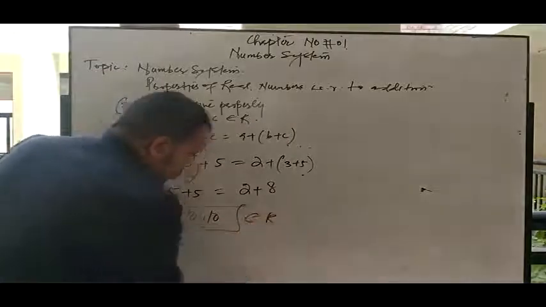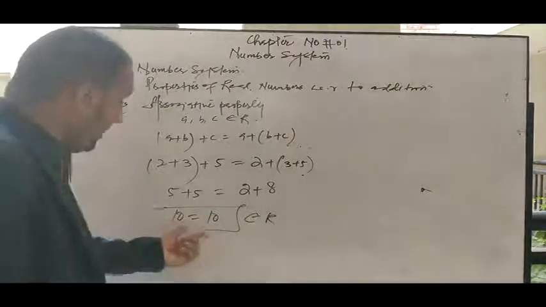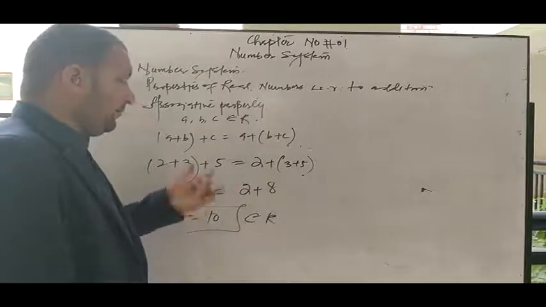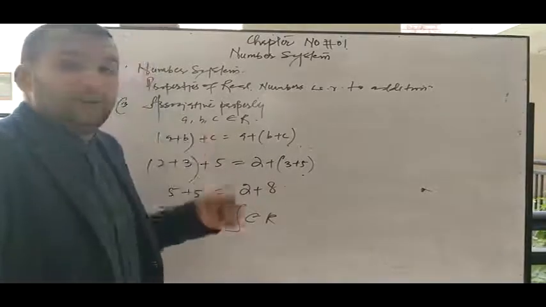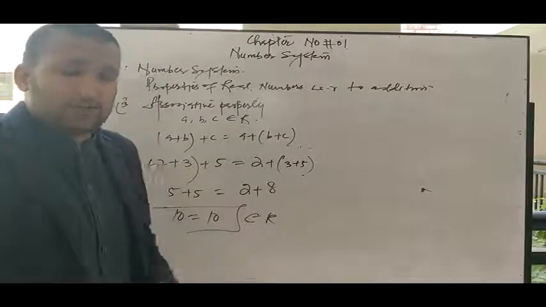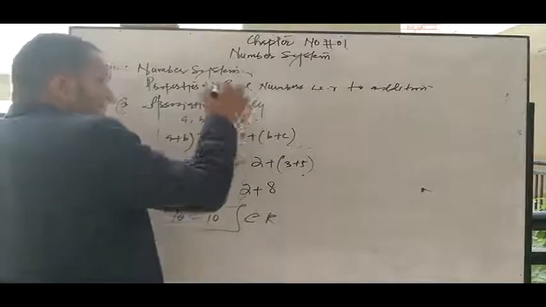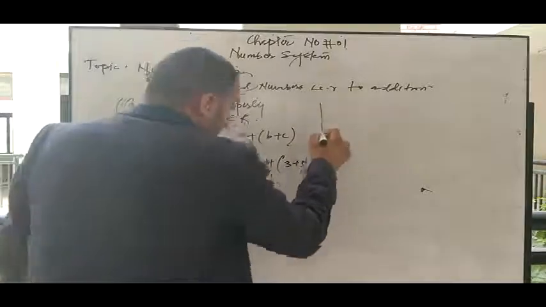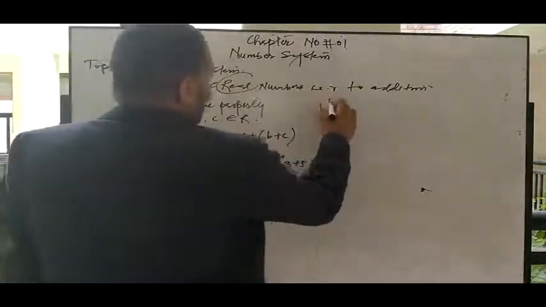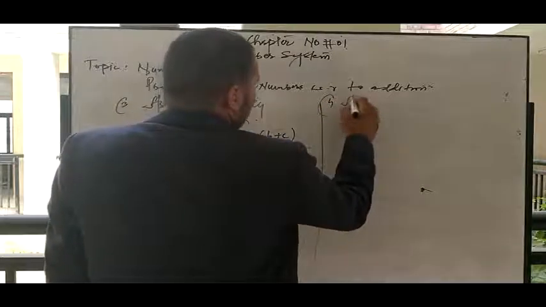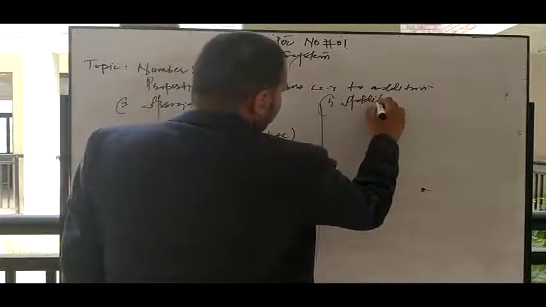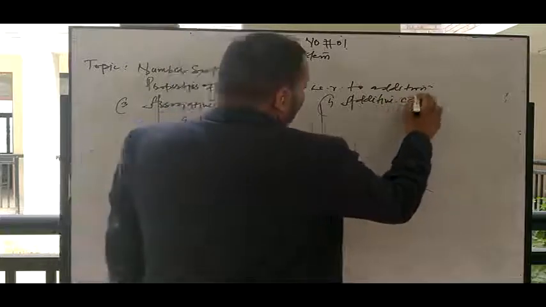10 belongs to the real number because 10 is a positive integer, belongs to the integers, belongs to the rational, belongs to the real number. The property is satisfied, and the fourth property is the additive identity.